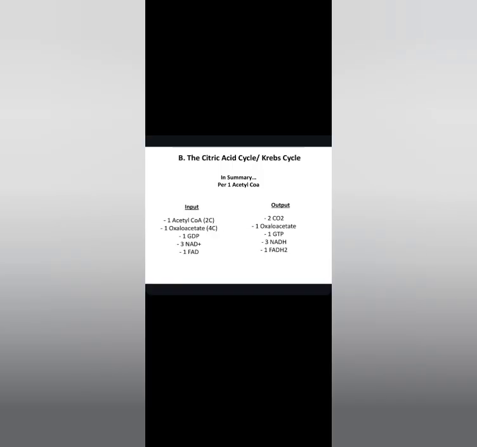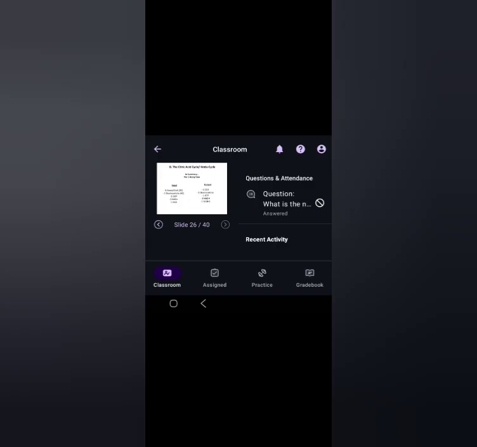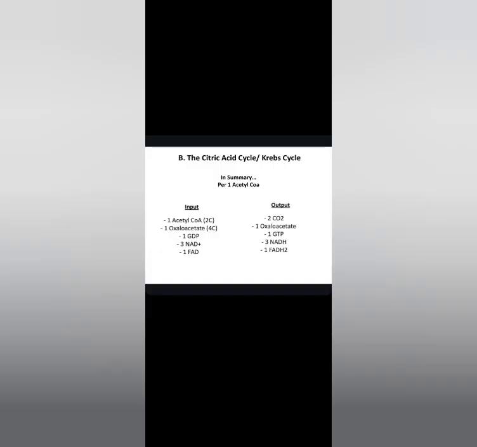Okay. Then you have the TCA cycle. In the TCA cycle, for each acetyl-CoA that enters, you make 3 NADH, 1 GTP, and 1 FADH2. Now I just told you, at the end of pyruvate oxidation from one glucose, you have 2 acetyl-CoA. So you multiply all of these by 2. So you have 6 NADH, 2 GTP, and 2 FADH2.